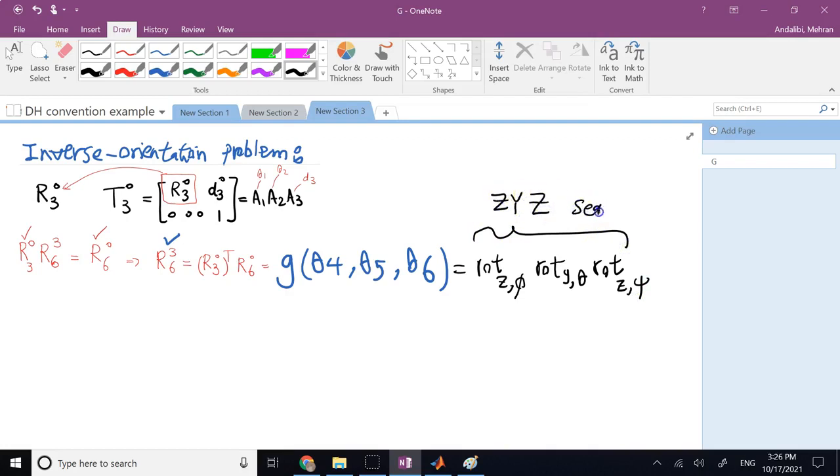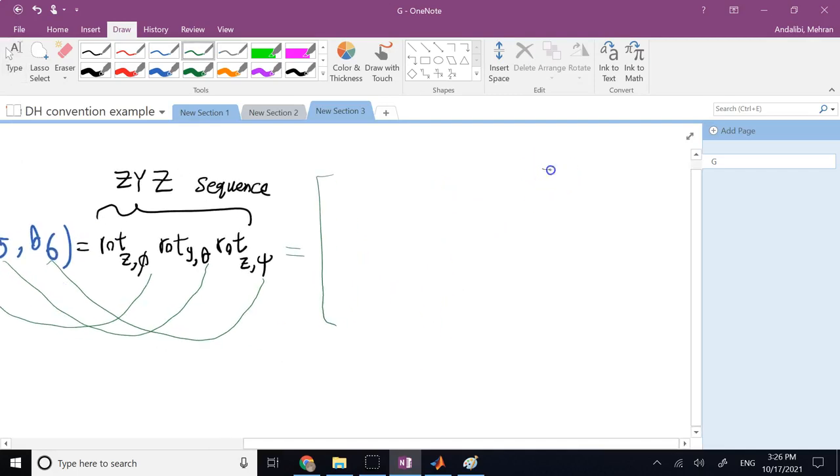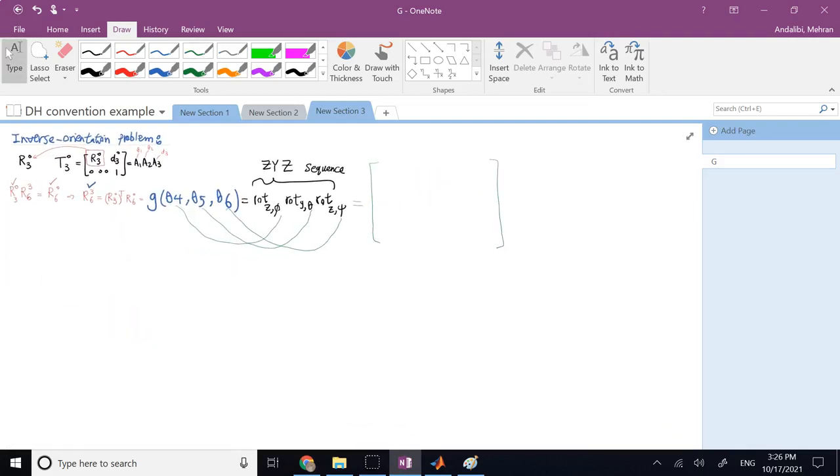Now here, instead of the order of phi, theta, psi, you have theta 4, theta 5, and theta 6. So theta 4 corresponds to phi, theta 5 corresponds to theta, and theta 6 corresponds to psi. Therefore, it is not really hard to imagine what kind of rotation matrix this one would look like, and then we say this rotation matrix is going to be equal to R of 6 with respect to 3, which has 9 numbers in it, correct?